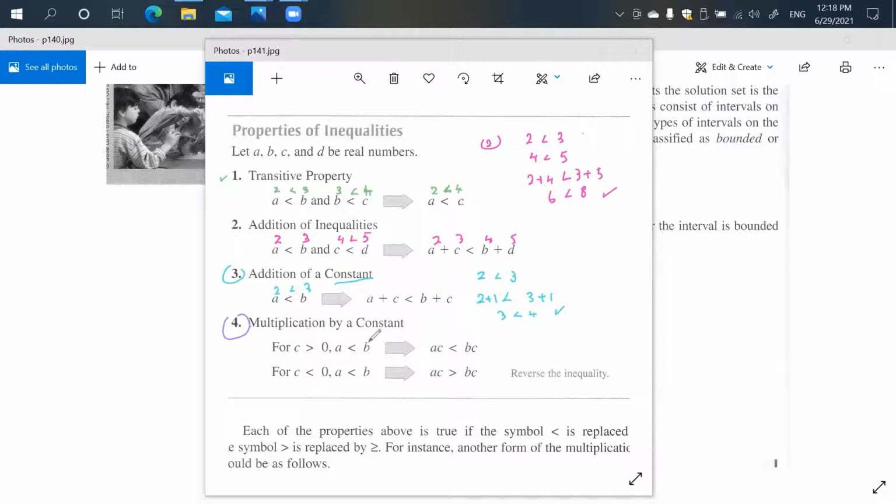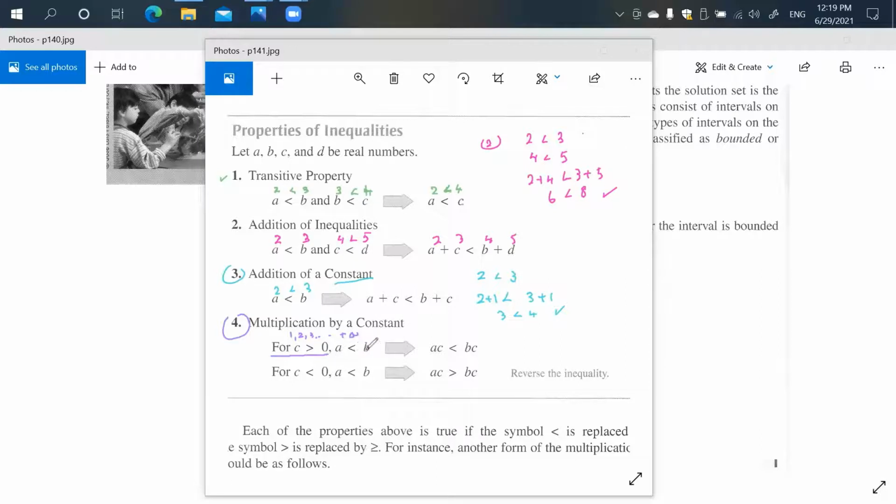Take a look at what it means. Multiplication by a constant. Constant means you multiply with a constant number, which means any real number. For this case, the first one here: if C less than 0, sorry, this one is C greater than 0. So C can be what? Greater than 0. So C can be 1, 2, 3, 4, 5, and can be a decimal also, right? To plus infinity. Can be 1.5, 1.6, 2 point something. That means C greater than 0.